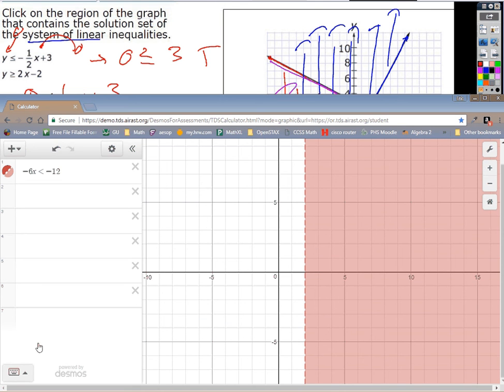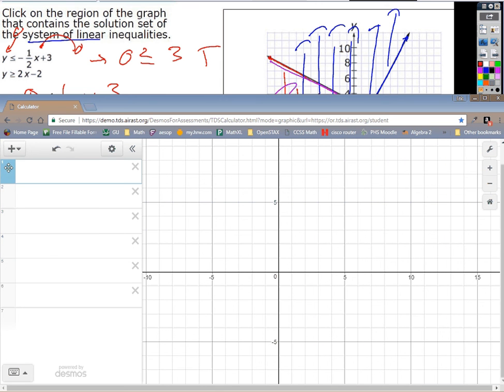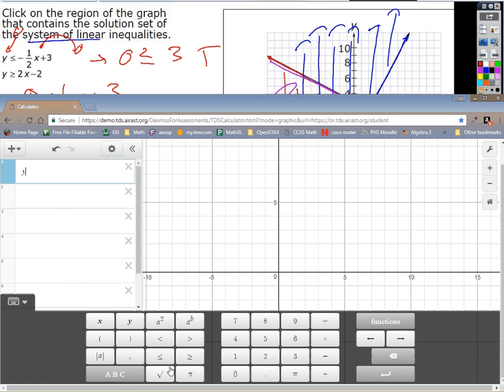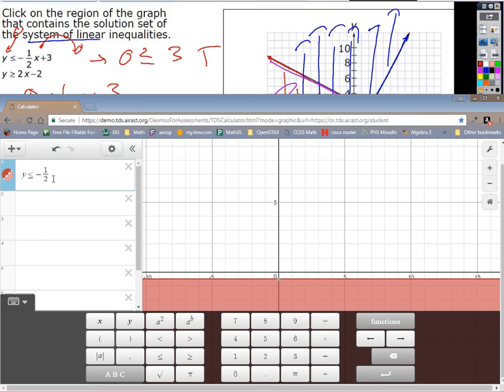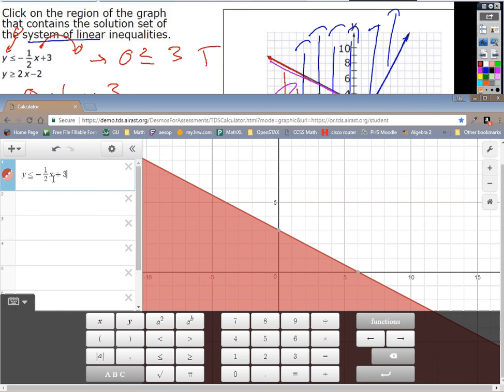So here's my first recommendation. Do you know how to change the colors on Desmos? Okay, I'm going to show you. I would recommend you use red and blue because those are really easy to see the overlap. So we're going to go y is less than or equal to. I can find that down here on the keyboard, there's my less than or equal to. I can also take a shortcut: if I just type less than followed by equals, it knows to make it less than or equal to. So y less than or equal to negative 1/2 x plus 3. So there's the first one.